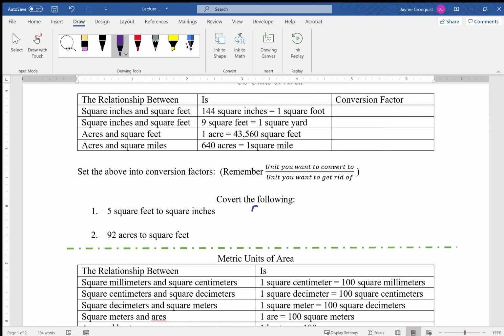So 5 square feet, and you can always write it like that, to square inches. We know that 1 square foot is equal to, we can see it in this first row here, 144 square inches. So the feet squared cross out, we end up with 5 times 144, which is 720 square inches.